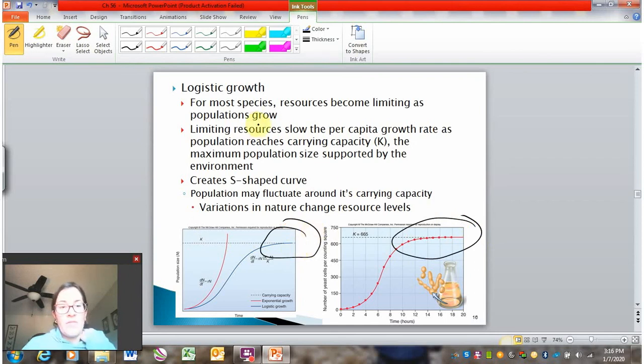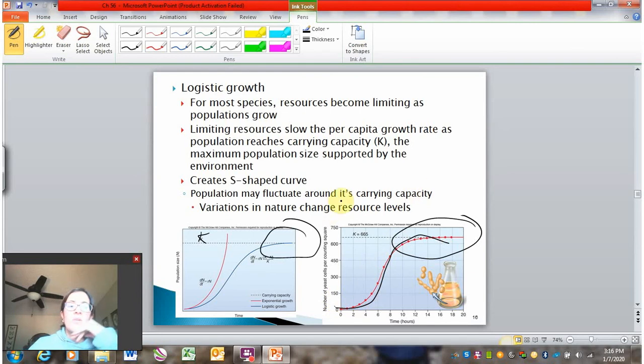So at some point for most species, resources become limiting as populations grow. So they might have experienced exponential growth for a while, but now they're going to go into this period where they're actually limited by something called the carrying capacity, which is represented here as K. So carrying capacity is the maximum population size that the resources in the environment can support. So this is sometimes called the S-shaped curve because you at first might see this exponential growth, but then it turns and makes almost like an S shape.